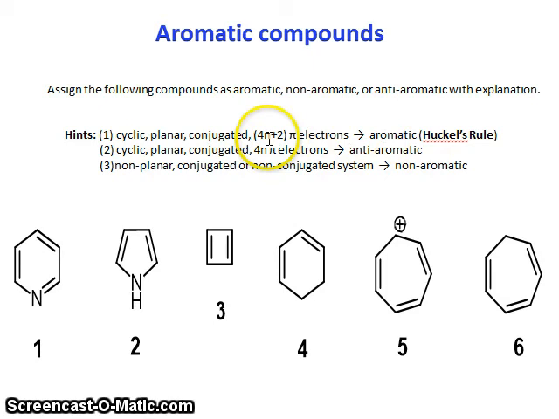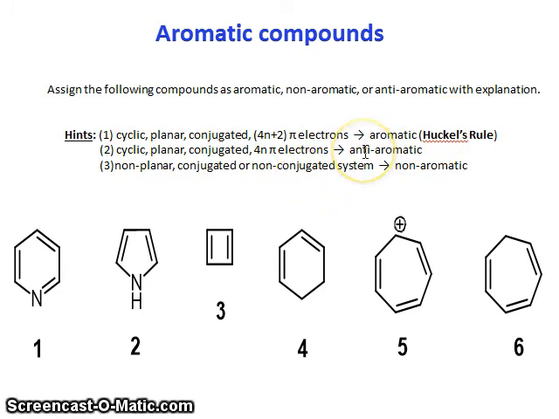So for example, if n is 0, then you will have 4 into 0 plus 2, so 2 pi electrons. So 2 pi electrons, if you have that, then it will be an aromatic compound. If n equals 1, then 4 into 1, 4 plus 2 equals 6. So a total of 6 pi electrons in the cyclic structure, then it will behave as an aromatic compound.